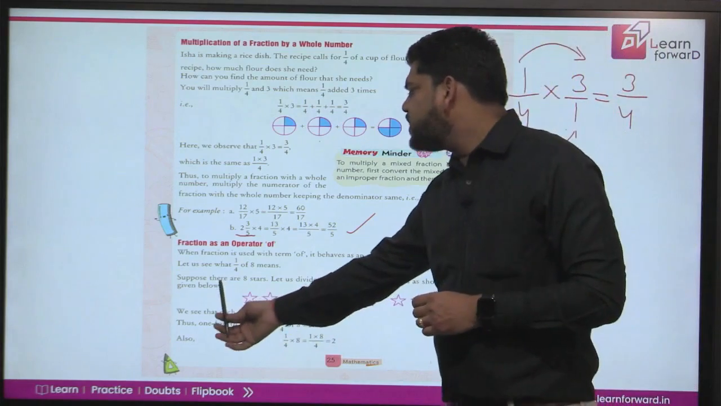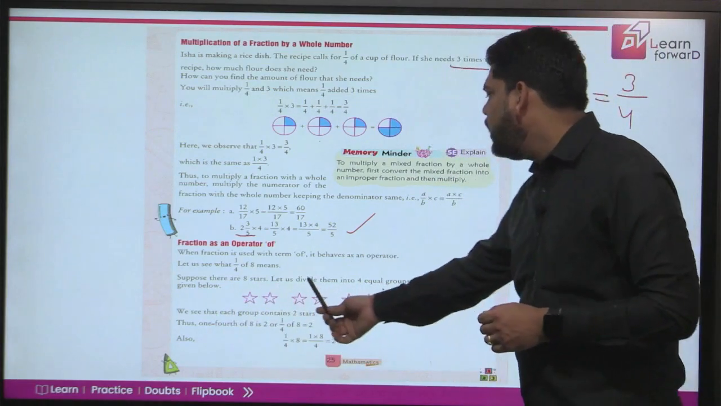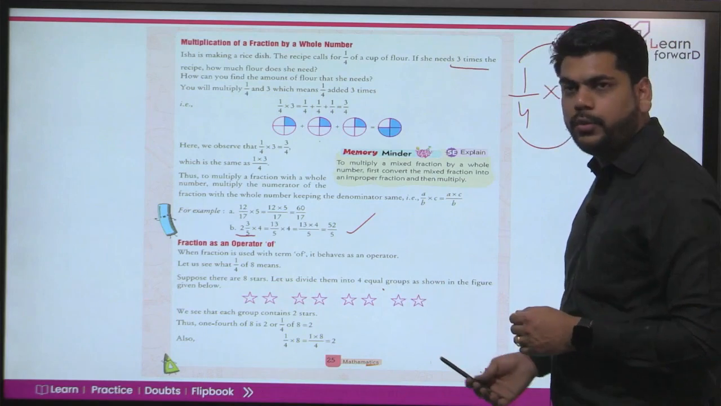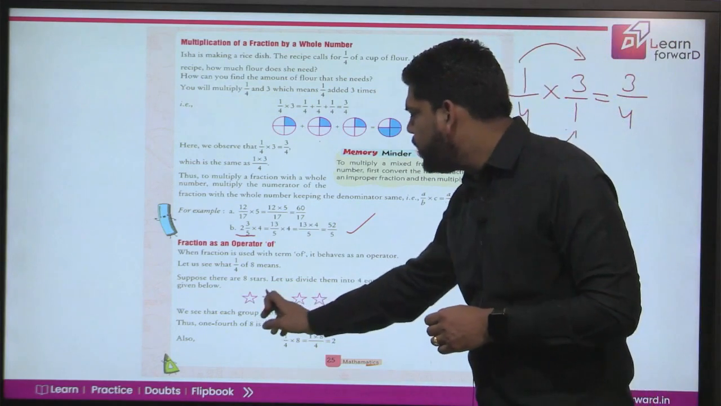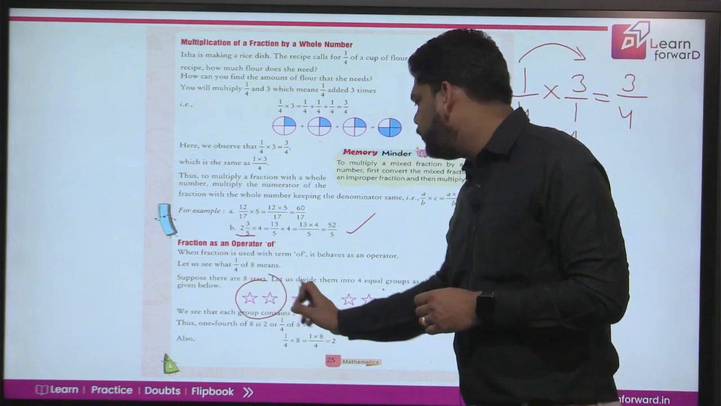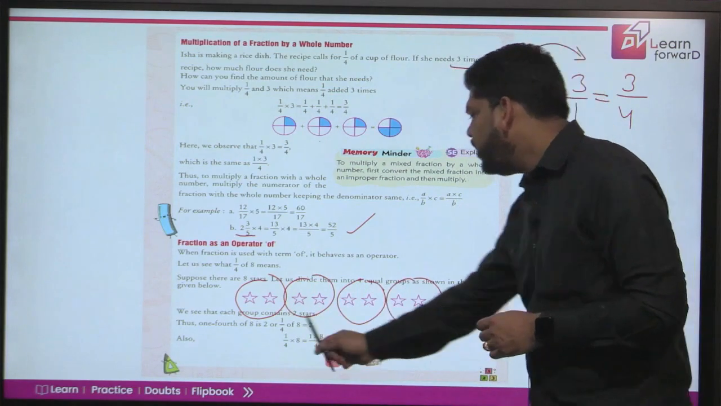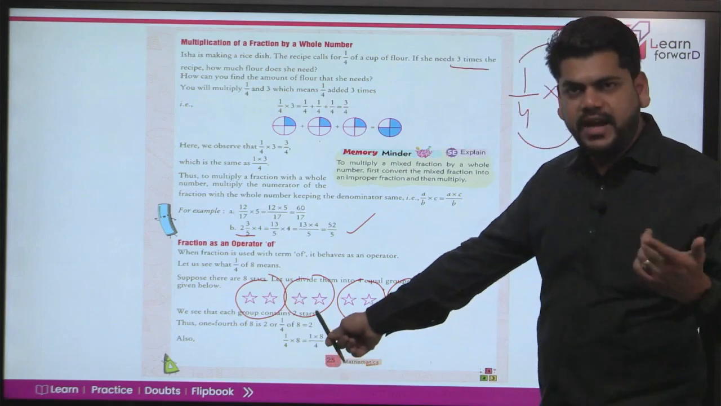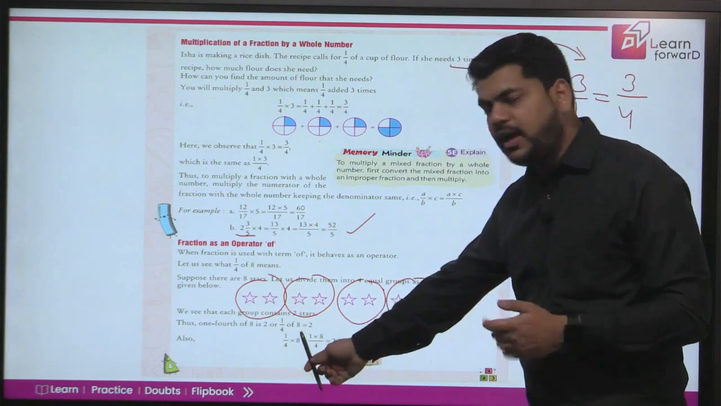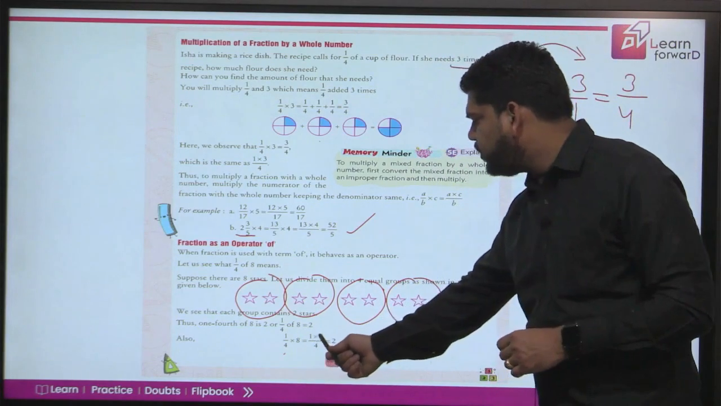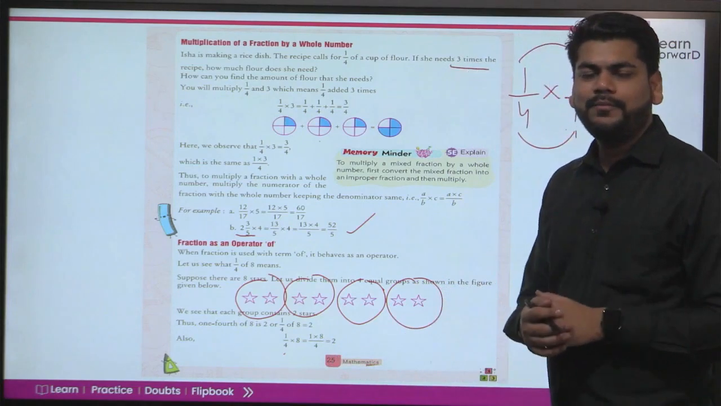So here the example is, suppose there are 8 stars. Let us divide them into 4 equal groups. So 8 stars can be grouped in groups of 2 stars. Fine. So what we have done, 1/4 of 8, of acts as multiplication. 4 2s are 8. The answer will be 2.